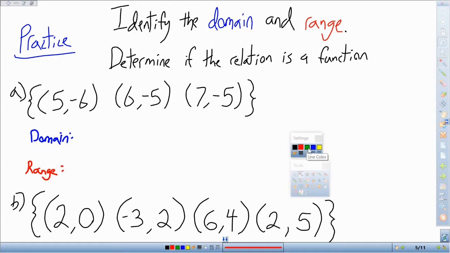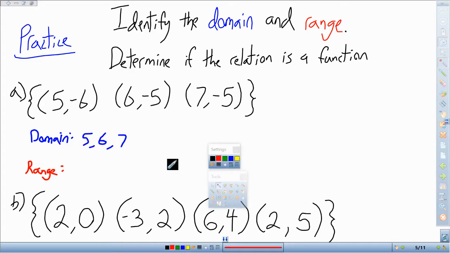Okay, so first thing, let's get our domain. Remember, the domain is just all of our x values here. We're going to go from smallest to greatest. So I'm going to start with 5, 6, and 7. Okay, range is all the y values. Looks like I have multiple -5s. I do not need to write that twice. I don't need to go -5, -5. We just have -5 as a y value, and we have -6 as a y value.